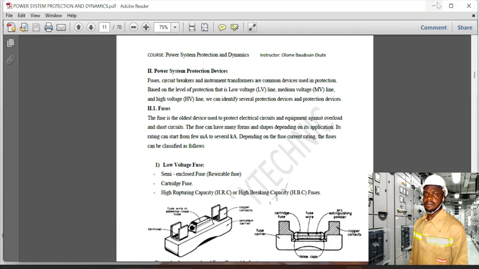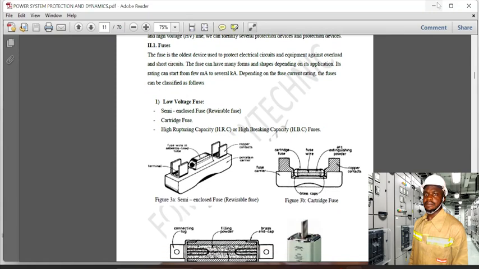So for the fuses, low voltage fuses, we have different types of low voltage fuses. And these fuses, normally we know that fuses are used to protect against overcurrent. This overcurrent can be due to short circuit or overload. And these fuses here can be classified as well based on the range of current which they can support or protect. So we have the various fuses here.